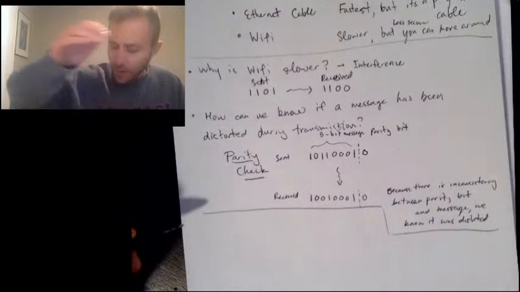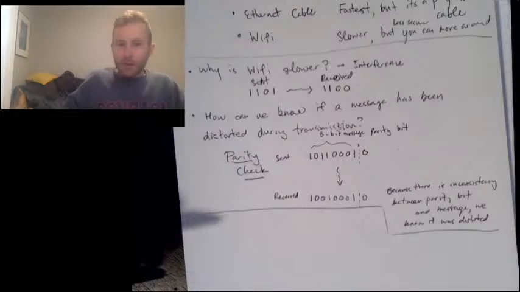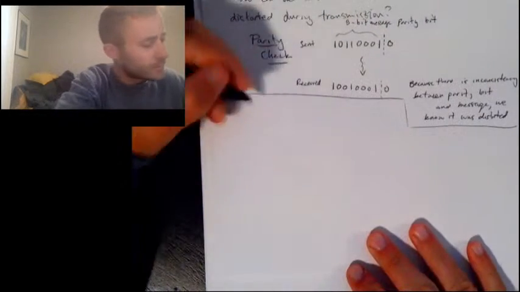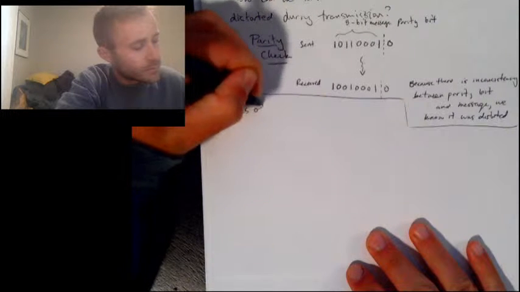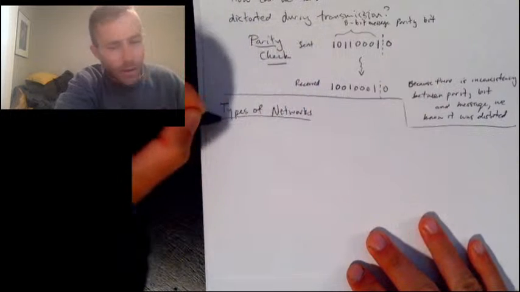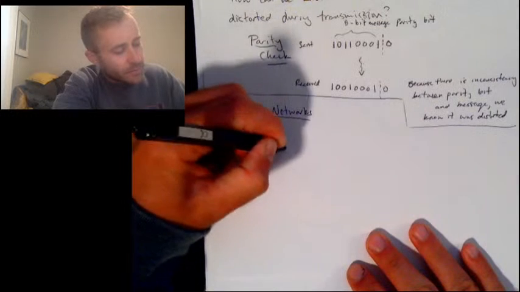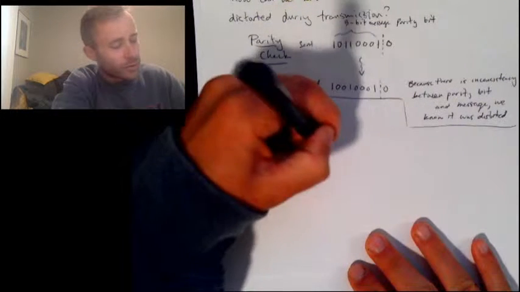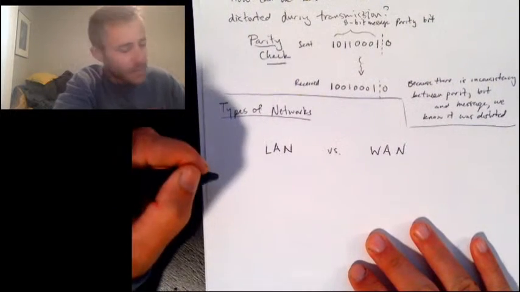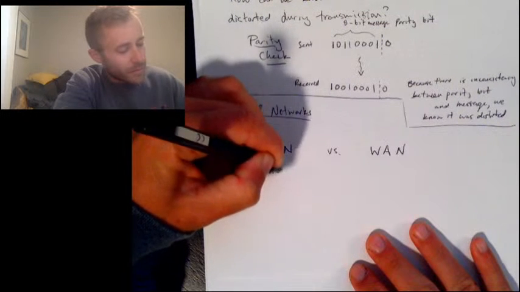All right. I'm trying to think about what else I wanted to talk about. I wanted to talk about some different types of networks. There is a LAN versus a WAN. I don't know if it's called a WAN or a WAN. But a LAN stands for a local area network.